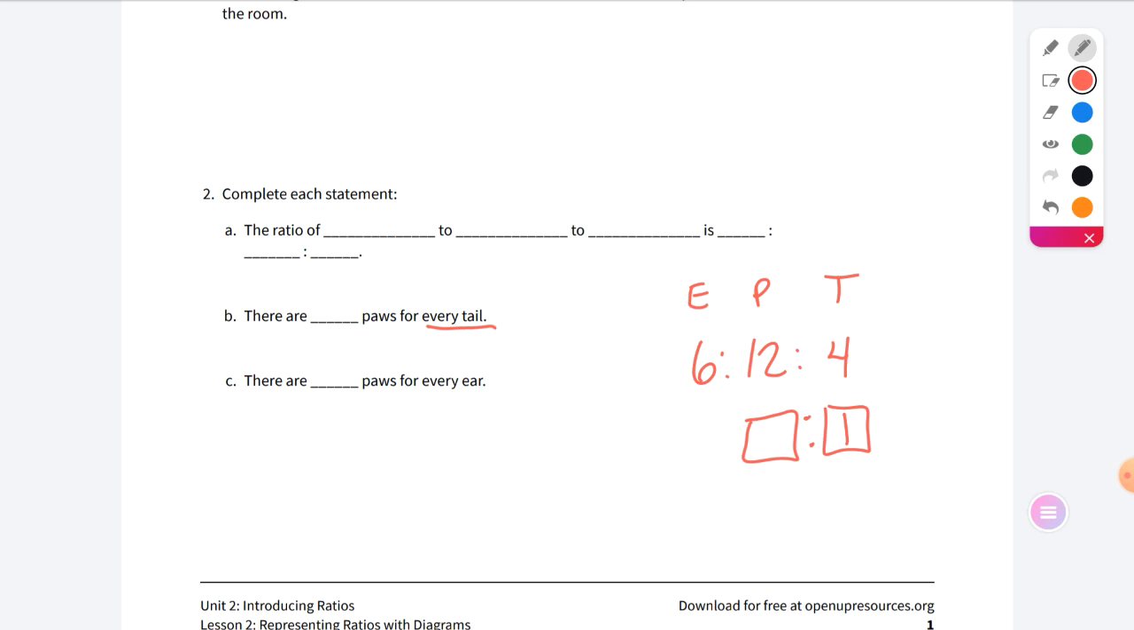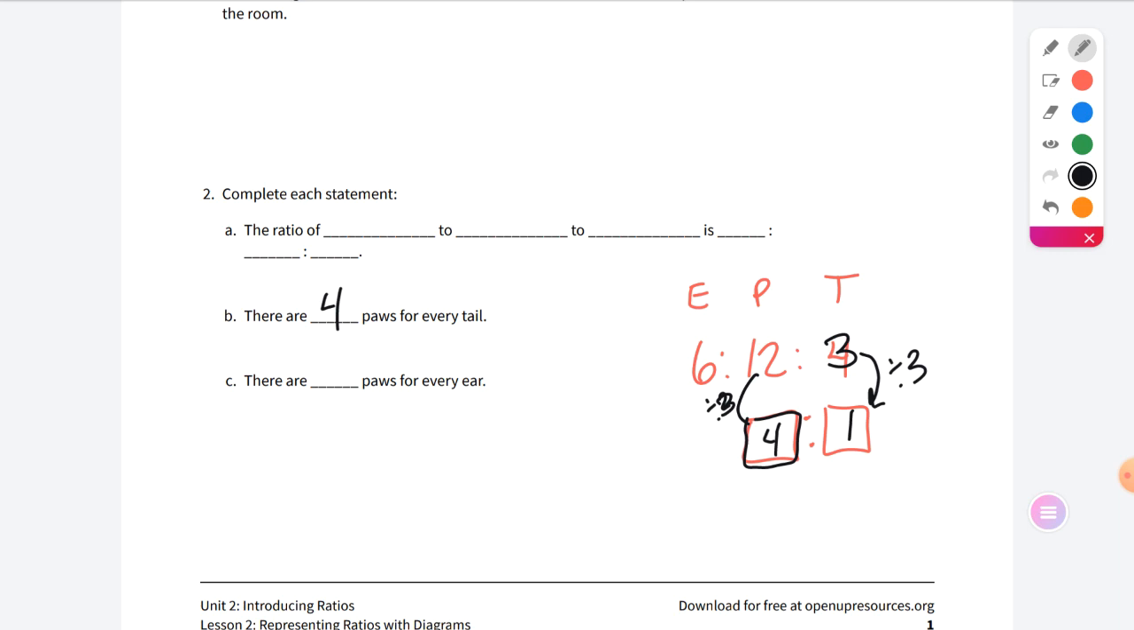So now I have to figure out how to get from 3 to 1. Divide by 3. So how do I find how many paws there are? Brady? You divide 12 divided by 3. Yeah, I can take 12 divided by 3 and get 4. So there are 4 paws for every tail.